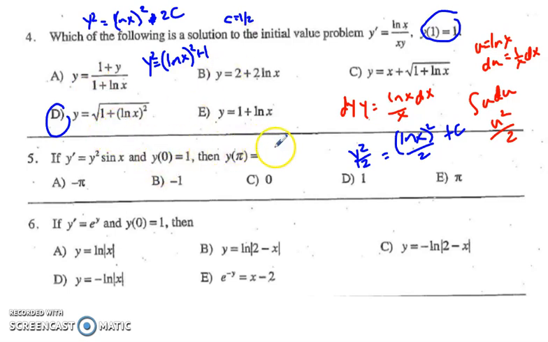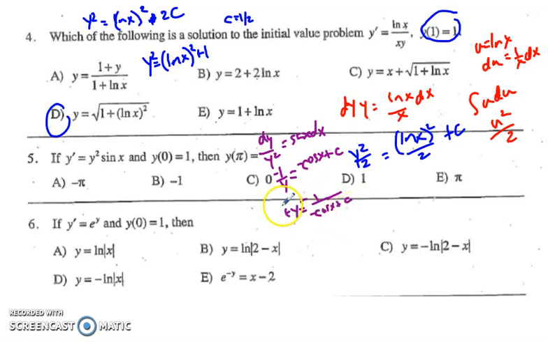Okay, and number 5, another separate, integrate, solve. So we're going to have dy over y squared equals sine x dx. So left side integrates to negative 1 over y. Right side to negative cosine x plus c. If I take the reciprocal of both sides, I'm going to get negative y equals 1 over negative cosine of x plus c. Then if I multiply through by a negative, I get y equals negative 1 over negative cosine of x plus c.